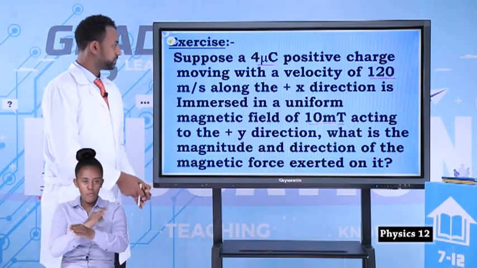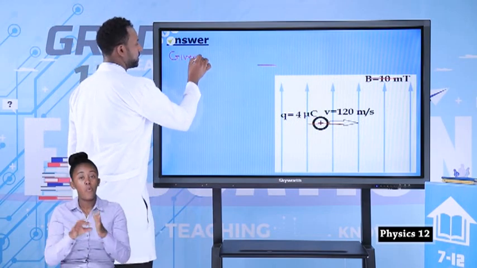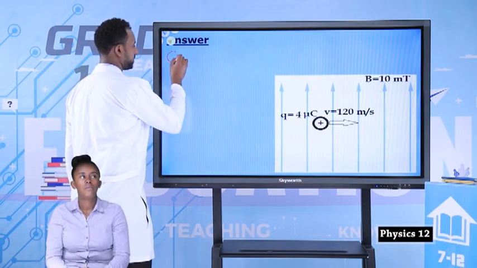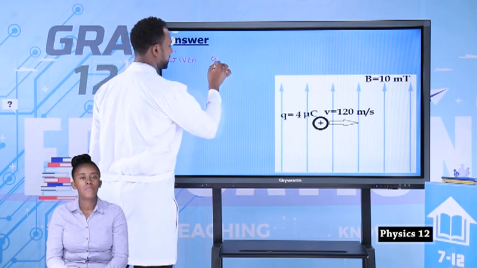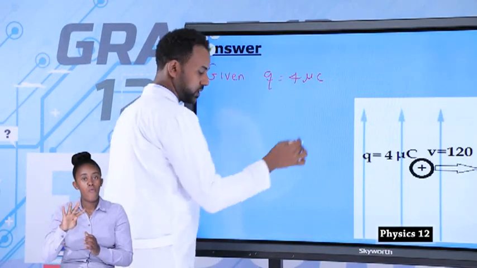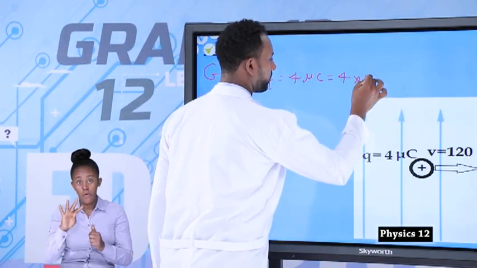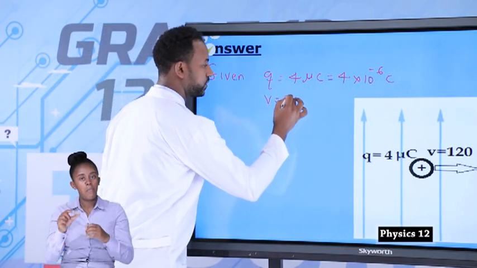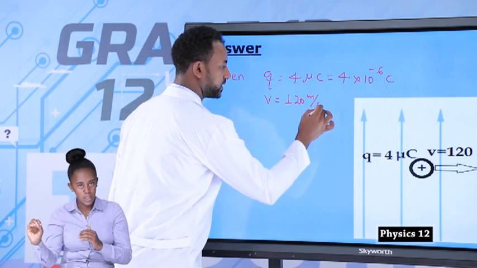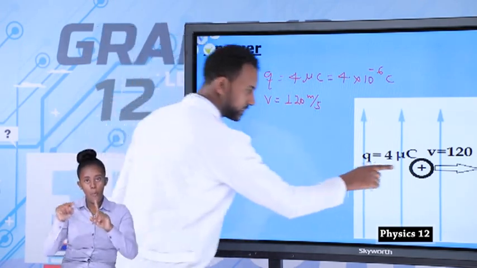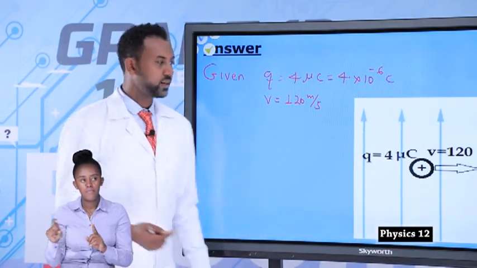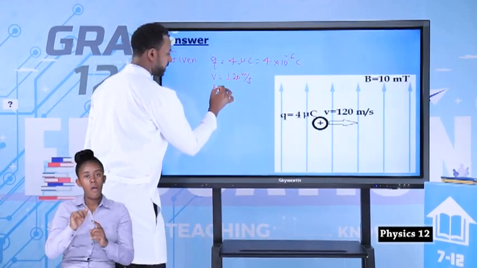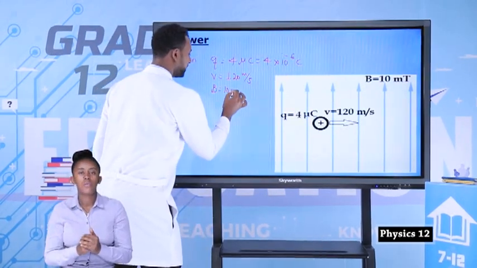The magnetic force. So what are the given quantities? The charge is given to be 4 microcoulomb, which is 4 micro, meaning 10 to the power of minus 6 coulomb. And the velocity of the charged particle is given to be v equals 120 meters per second in the direction of the positive x-axis. What is the direction of the magnetic field? The magnetic field is acting upwards in the direction of the positive y-axis. So magnetic field B is given already here, 10 millitesla.